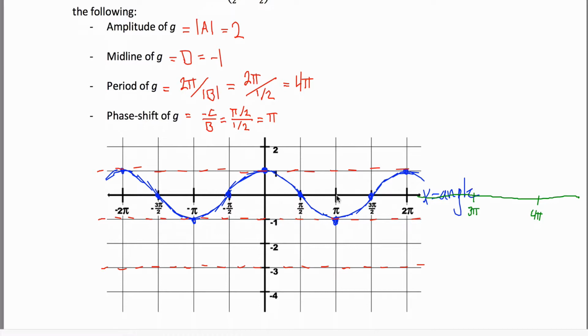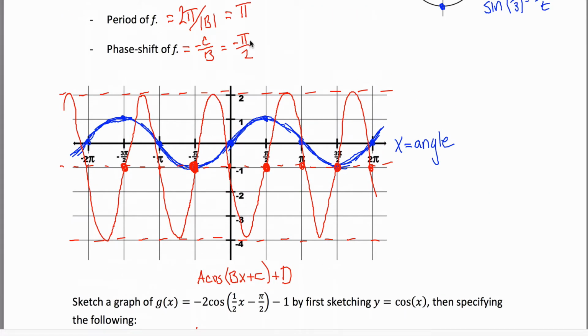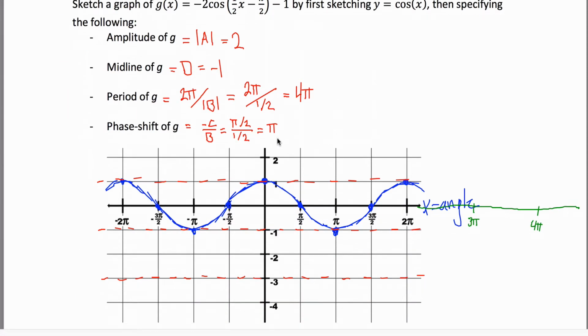So left and right, it's going to be over here at pi. Up here, my starting spot had an x-coordinate of negative pi over 2. That was this dot right here. Down here, my x-coordinate has a starting spot of pi. Got to be a little bit careful. A big difference between cosine and sine.